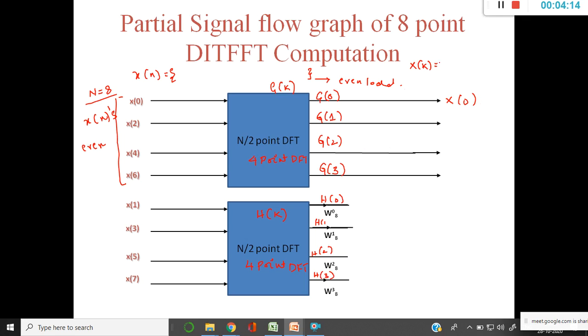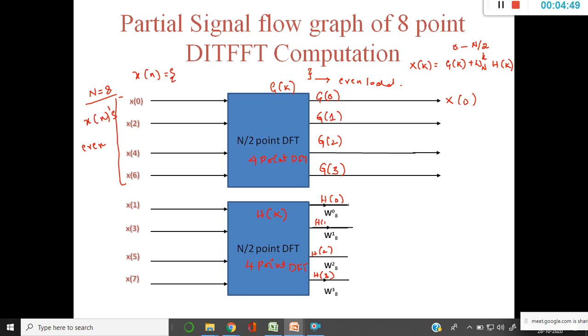Now, to obtain the x of 0 signal, you already know that x of k for the first N by 2 points of the DFT is given by g of k plus W N to the power k times h of k. This is the derivation we discussed in the last class. Then for N by 2 to N minus 1, it is simply a periodic version of g of k and h of k, that is g of k minus N by 2 and h of k minus N by 2.